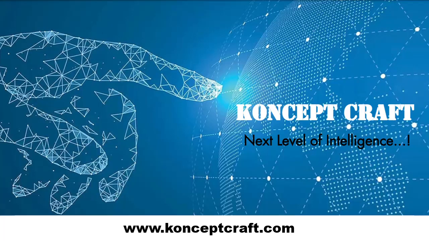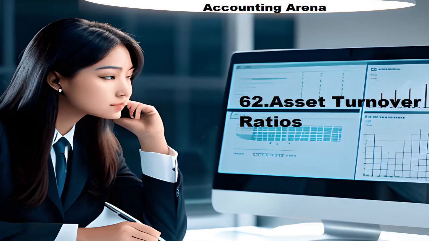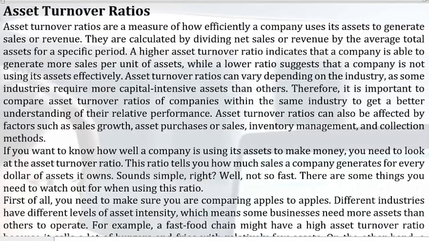Now let's begin our today's lesson. Asset turnover ratios. Asset turnover ratios are a measure of how efficiently a company uses its assets to generate sales or revenue. They are calculated by dividing net sales or revenue by the average total assets for a specific period.